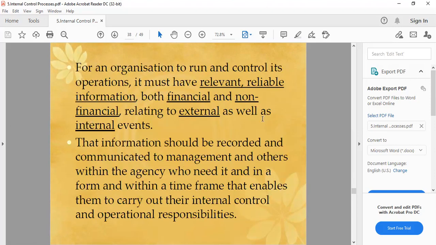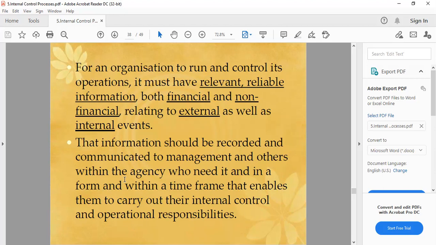So for the information, it should be relevant and reliable. Although the word reliable has been changed already under the revised conceptual framework, wherein reliable now is faithful representation. But anyway, same meaning. Information is both financial and non-financial, that's true. So we also deal with qualitative information, and we also look into the external and then the internal events.